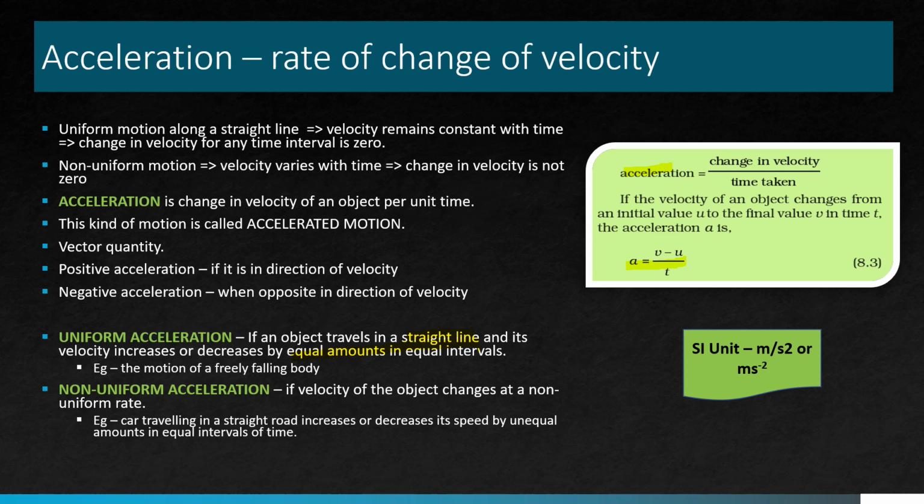Now, if the motion is non-uniform, that is the velocity of the object changes at a non-uniform rate, then the acceleration is called non-uniform acceleration. The examples could be a car traveling on the road. The speed is increased or decreased by unequal amounts in equal interval of time. In that case, you say that the motion has non-uniform acceleration. Okay?